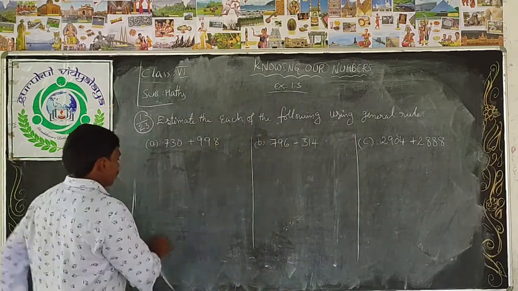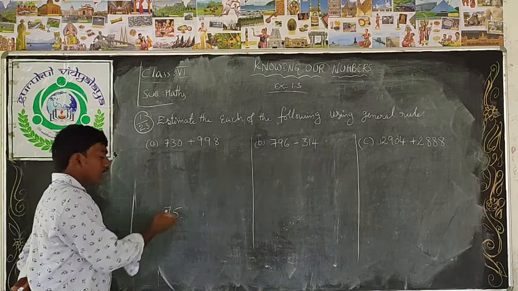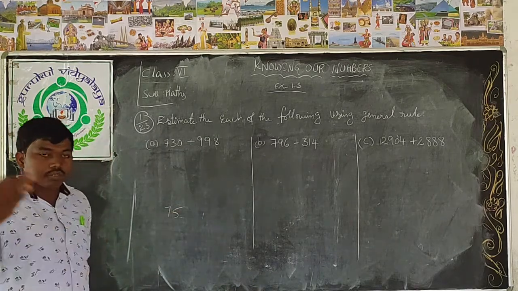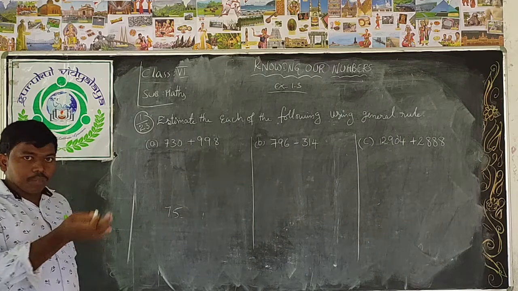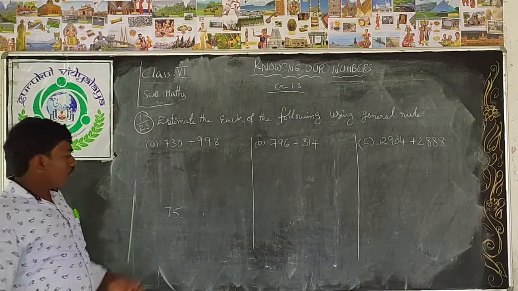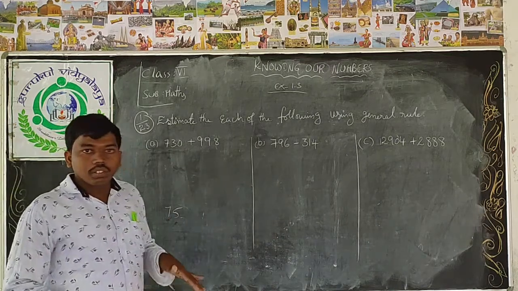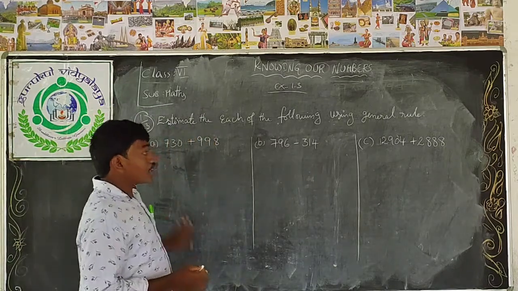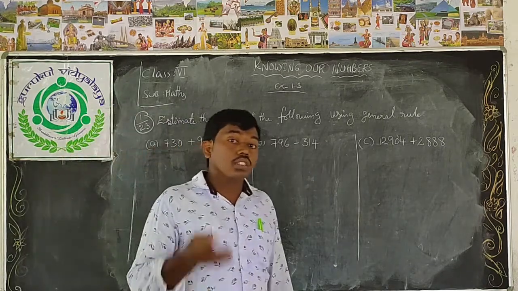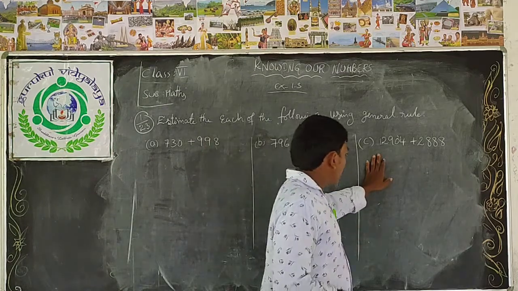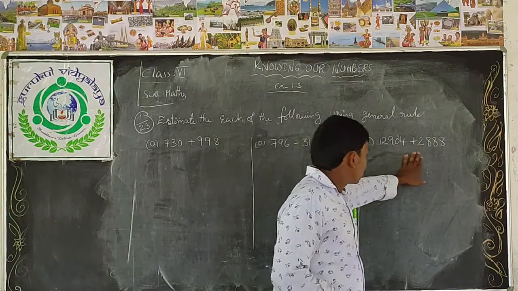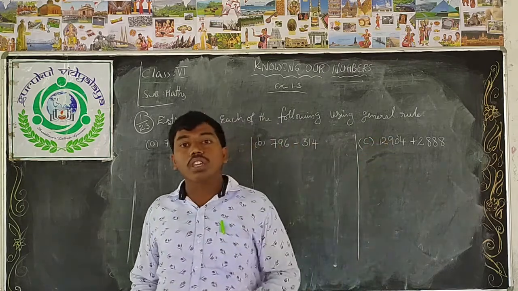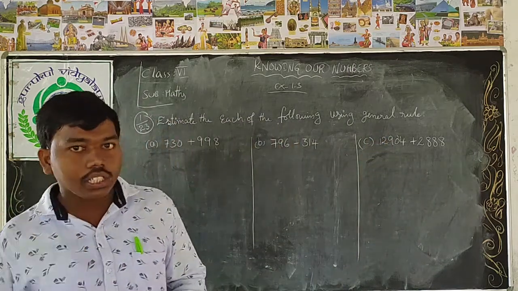For example, 75 is given. This is tens, 70 before, 80 after. 75 is between 70 and 80, so this is tens, and we will round off to the tens. Like that, if thousands are given, we can round off to the thousand. See, children, this is 1000, this is 2000, so that number is rounded off to the thousands. That is the general rule.